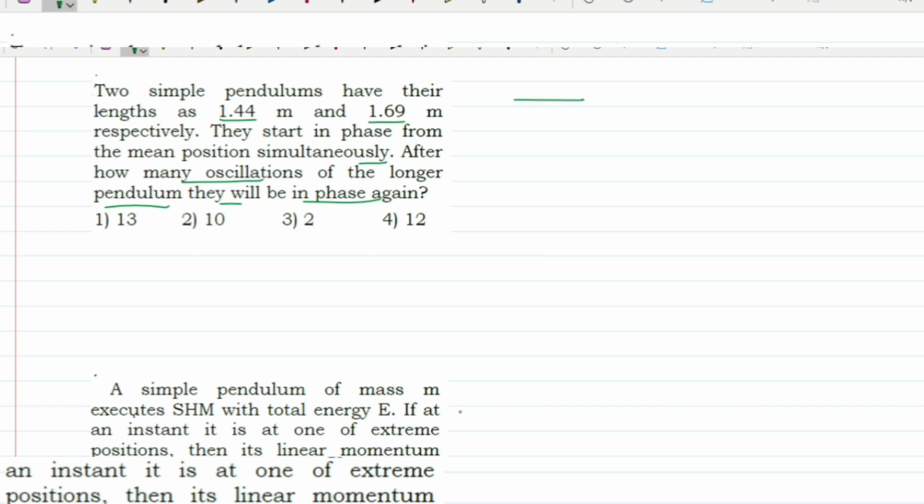Here you are taking two pendulums. One is the shorter pendulum and the other is the longer pendulum. The length of the shorter pendulum we take as LS, and the length of the longer pendulum as LL. Their lengths are given. Initially they are in the same phase, at the extreme position.